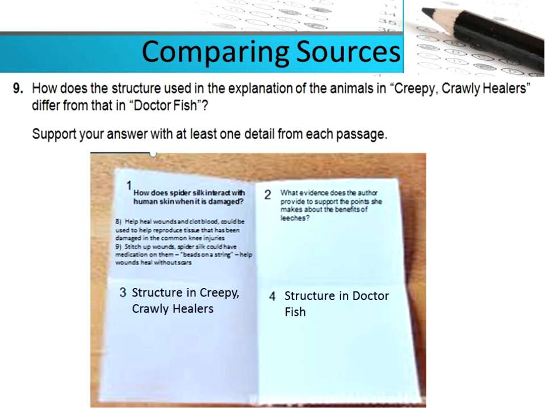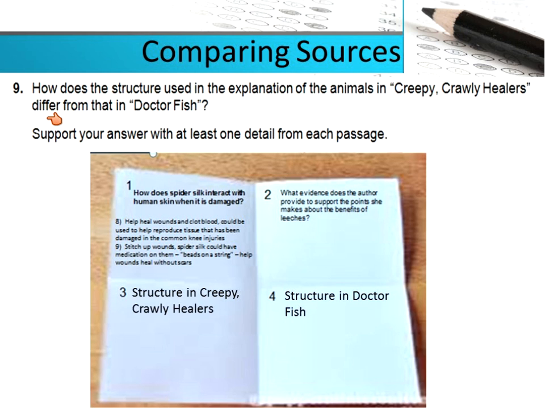Oftentimes there's a part 3 of the question that is asking you to compare sources. This same article has the students read another source called Dr. Fish. Let's say you would have already filled this information out with what was necessary, and I'm going to leave this blank for you guys to do this part on your own. But now the question is asking us, how does the structure used in the explanation of the animals in Creepy Crawly Healers differ from that in Dr. Fish?